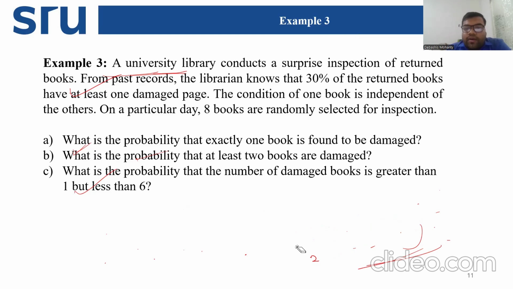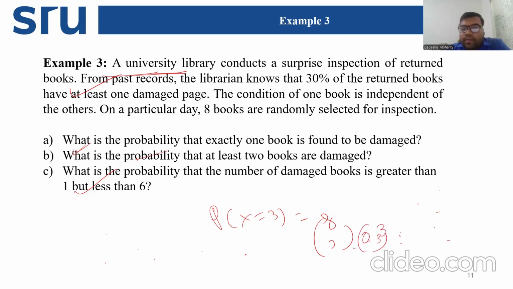Similarly, how do we find the probability of x equals 3? That is equal to 8 choose 3, p raised to the power k. What is the value of p? 0.3. P raised to the power k, where k is 3, times 1 minus 0.3 raised to the power n minus k, that is 8 minus 3. By that way, we can calculate the probability of x equals 3.